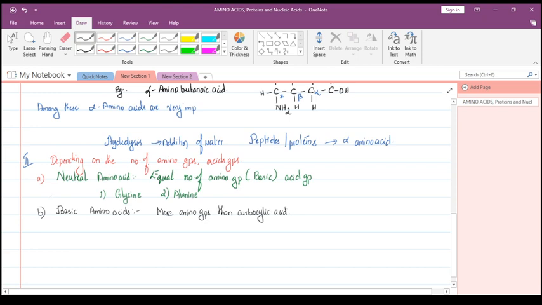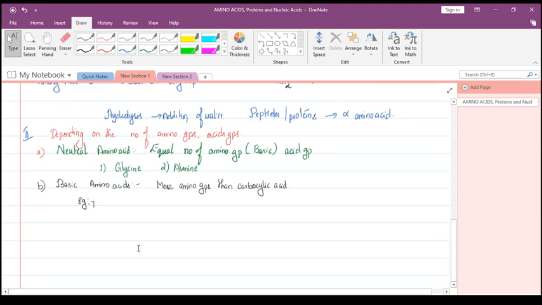An example here is, as a complementary to students, please make sure that at least one or two examples for each classification you will be learning and keeping in your mind, because you are studying chemistry and we need that. So the first example for the basic amino acid is lysine.